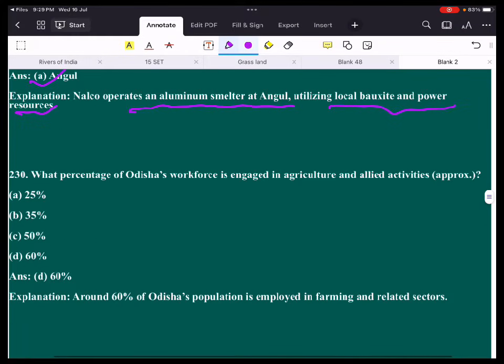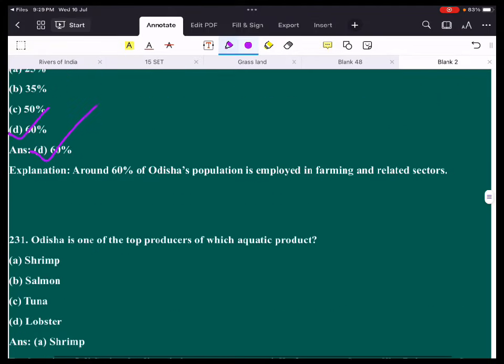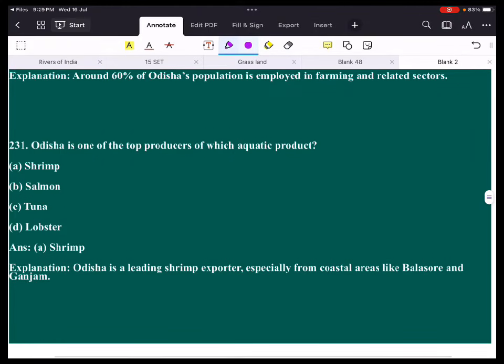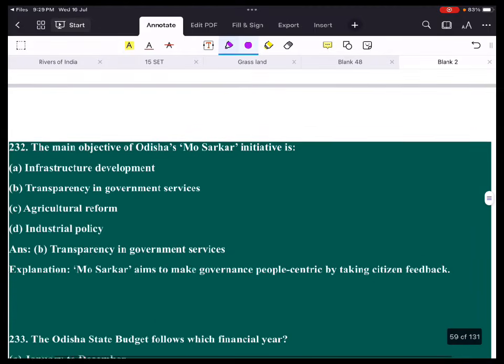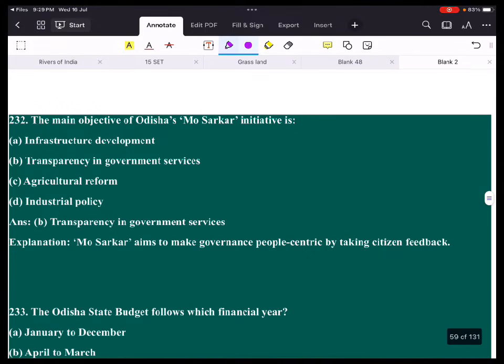What percentage of Odisha workforce engaged in agriculture and allied activities? Approximately 60%. Option D is the correct answer. Odisha is one of the top producer of which aquatic product? That is option A. Shrimp. The main objective of Odisha Mo Sarkar initiative is option B. Transparency in government service. Option B.